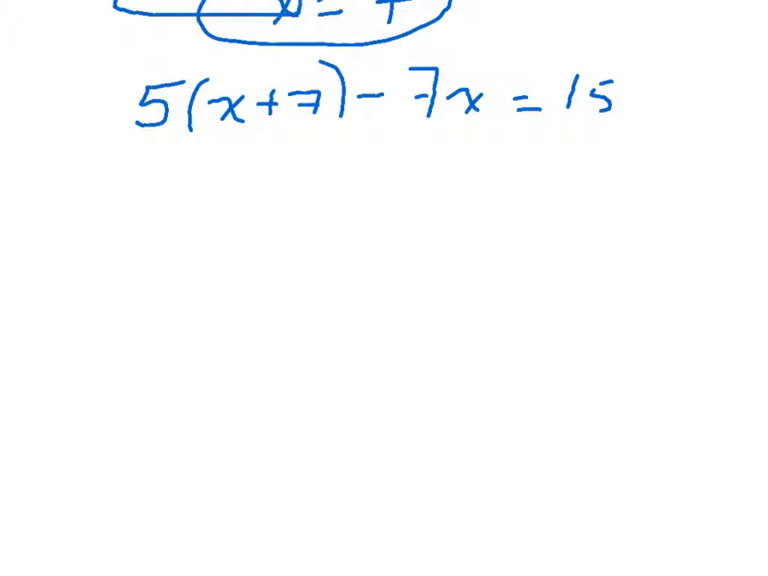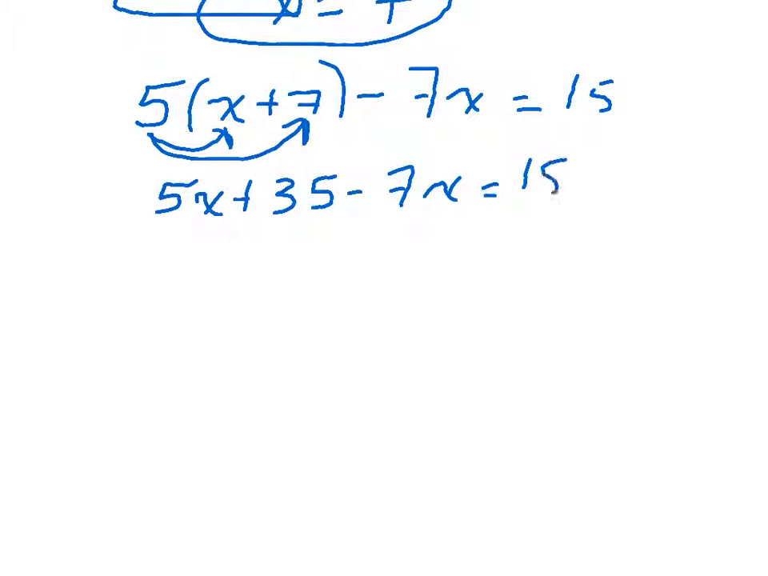Alright, same as the other two examples. If you have some parentheses with the number out in front, you want to distribute or multiply through. 5 times x is 5x. 5 times 7 is 35. Copy over all the rest of it so that we don't forget it.